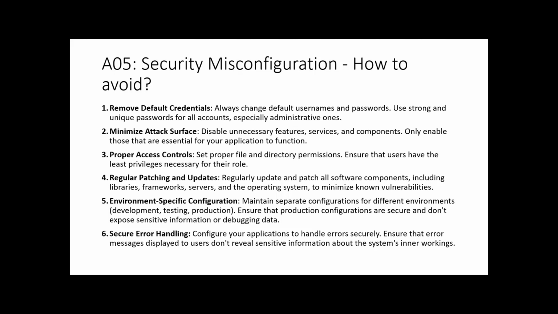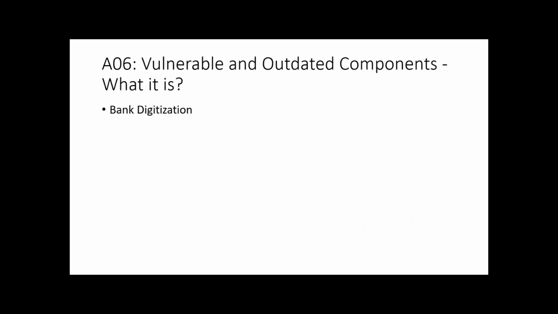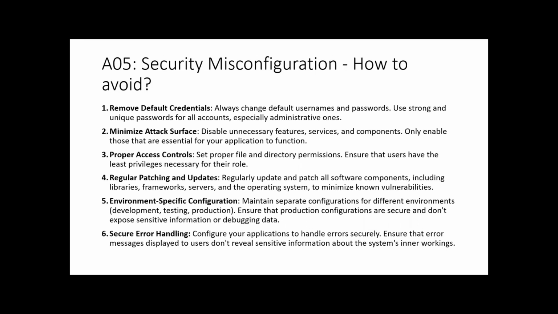Similarly, with the default accounts, you have to minimize the attack surface by disabling unnecessary features, services, etc. Implement proper access control, patch and update. We are going to discuss patch and update in a minute in the next slide. And then environment specific configuration needs to be done properly, and error handling should be done properly. This is the fifth vulnerability of OWASP top 10.